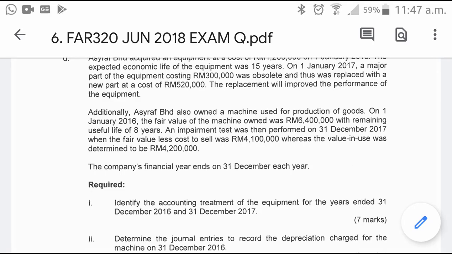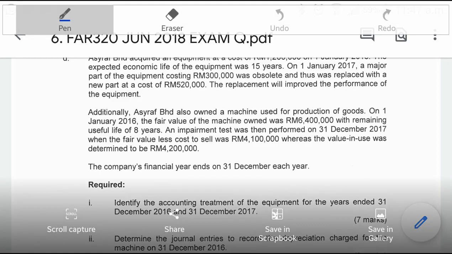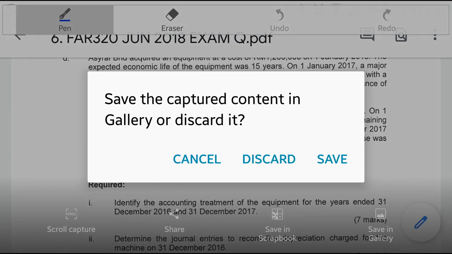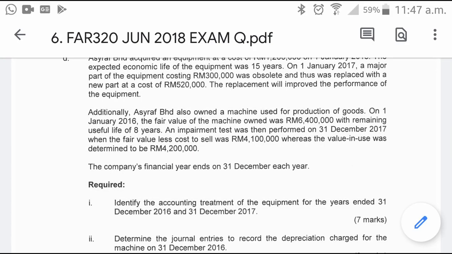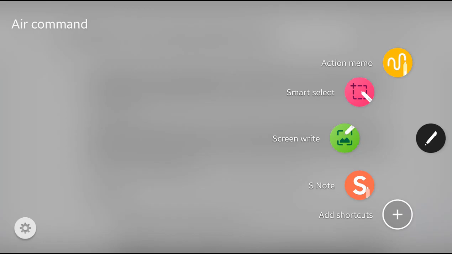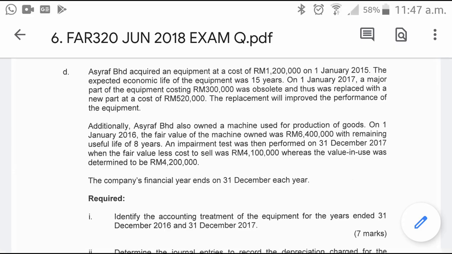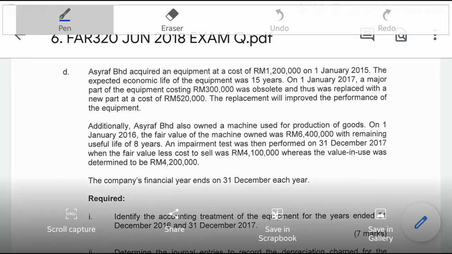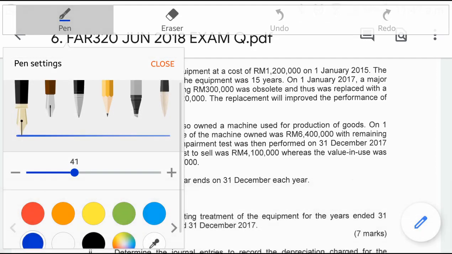Okay, let's look at the question. It has very short information there, but that short information is actually very important. Okay.